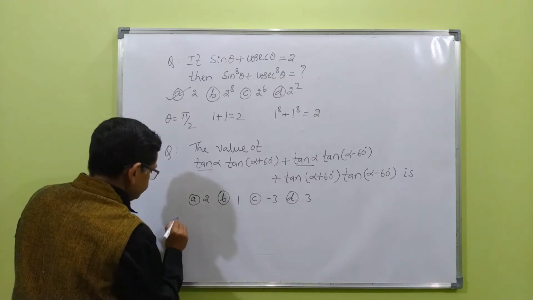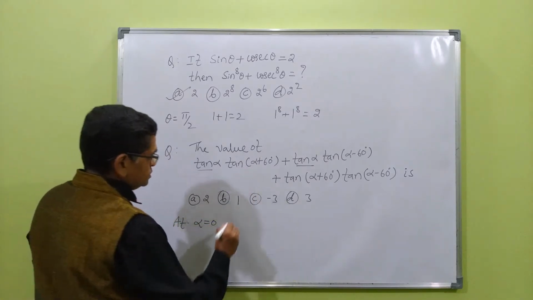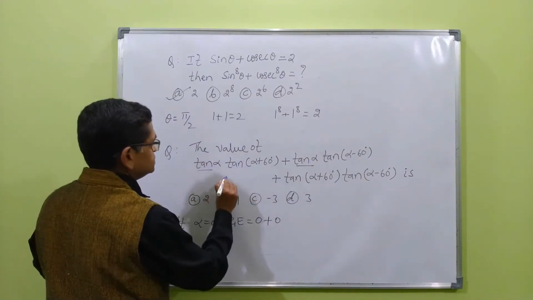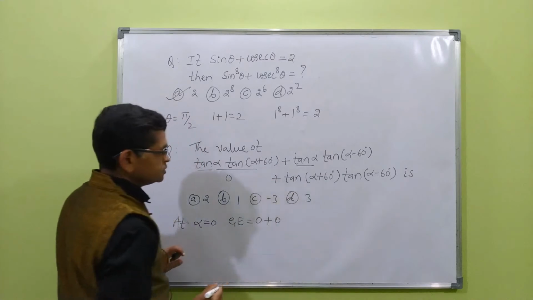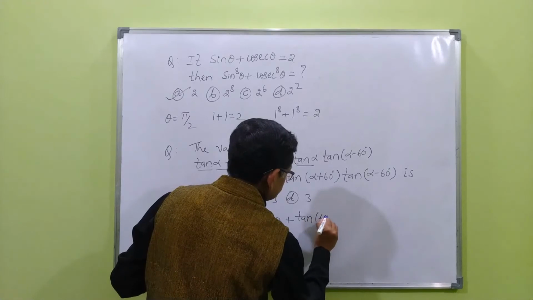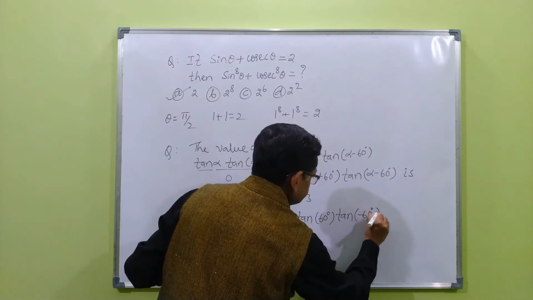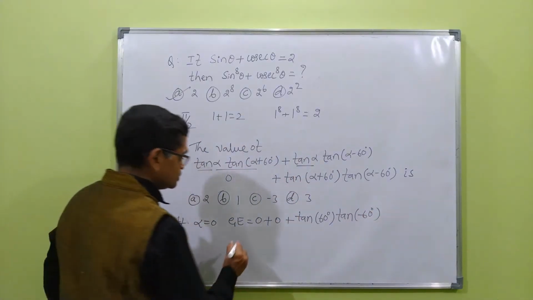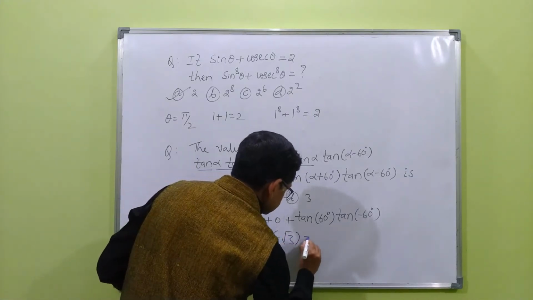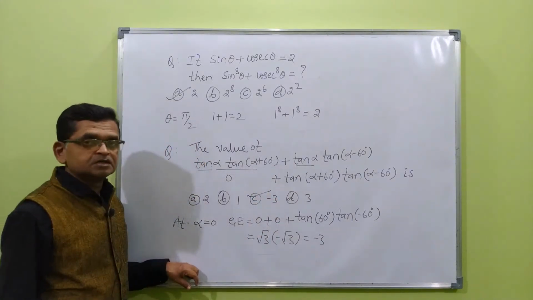So at alpha is equal to 0, the given expression is 0 plus 0, this term is 0 and this term is also 0. The third term is tan 60 degree, that is 0 plus 60 degree, into tan minus 60 degree. So tan 60 degree is root 3, tan minus 60 degree is minus root 3, hence the answer is minus 3. So again C is the correct option.